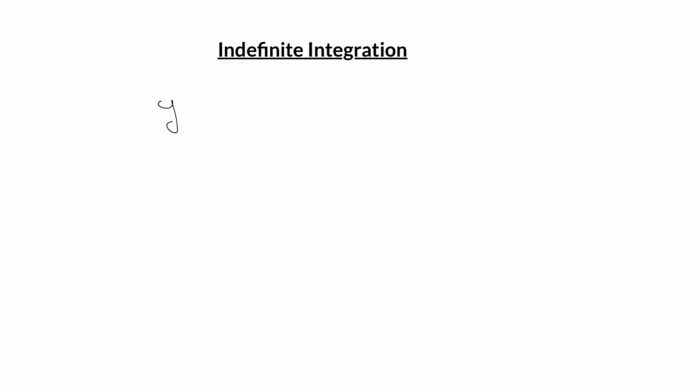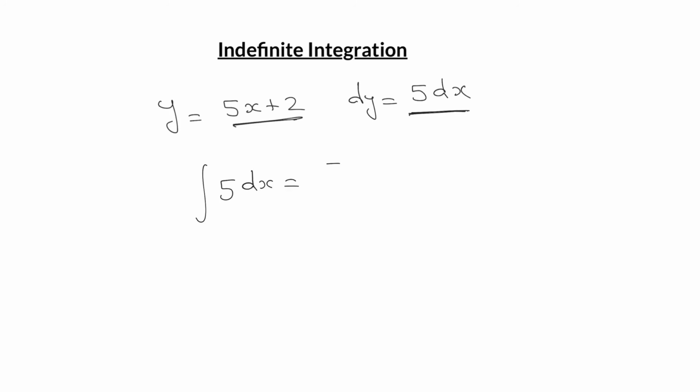Assume that we have a function, let's say y is equal to 5x plus 2. If you differentiate this function, you get dy is equal to 5 dx. We discussed that integration is the reverse process of differentiation. That means if you integrate 5 dx, then we should get 5x plus 2. So we can write integration of 5 dx should be equal to 5x plus 2, because we differentiated 5x plus 2 and got 5 dx.